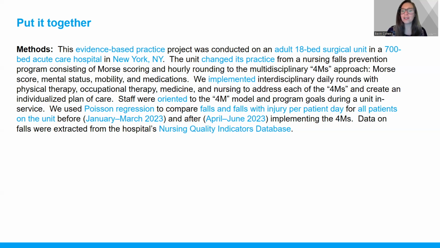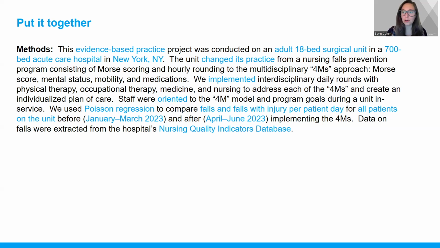So next you're saying that you implemented this method and how you did it, right? So you implemented interdisciplinary daily rounds with physical therapy, occupational therapy, medicine, and nursing to address each of the 4Ms and create an individualized plan of care. So this is the action statement. In one sentence, you're giving a lot of information about the new practice and how you rolled it out, who was involved. Next, you're going to talk a little bit about how you got staff on board to do this. So you're telling the audience that staff were oriented to the 4M model and program goals during a unit in-service.